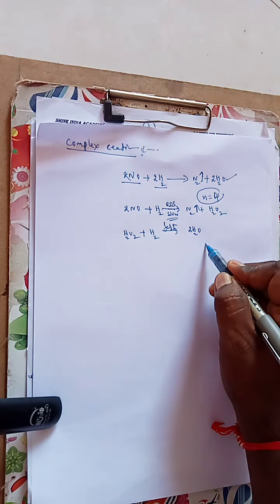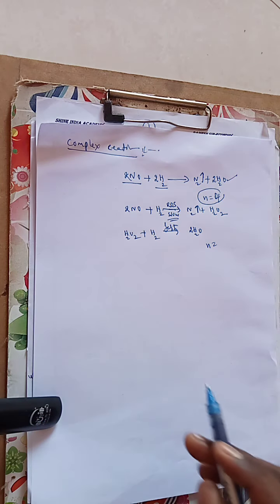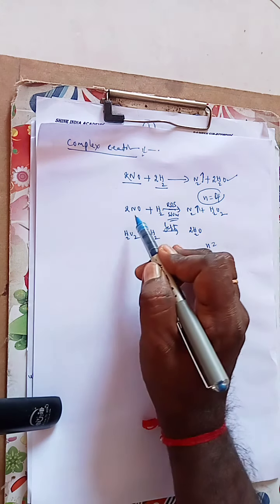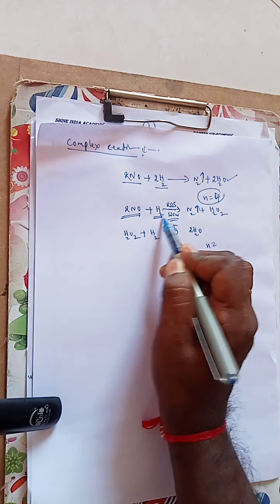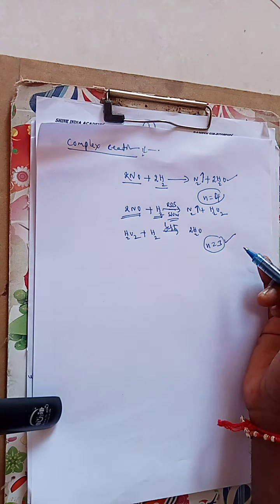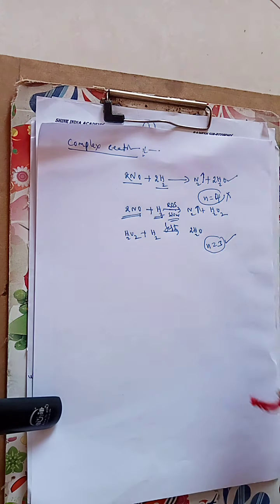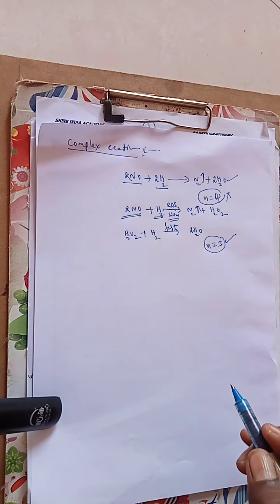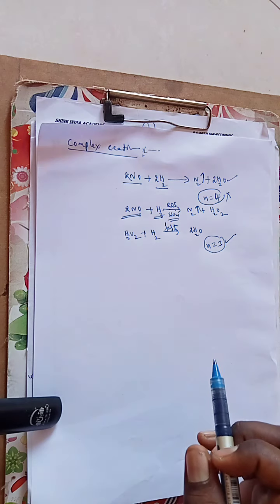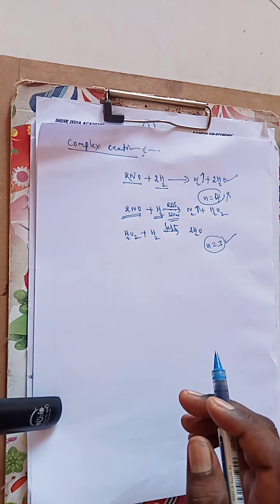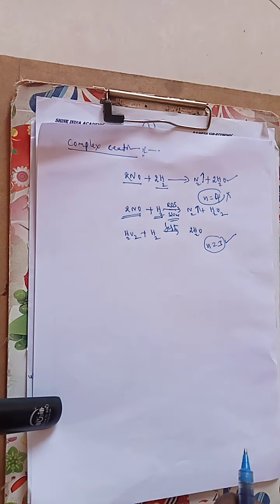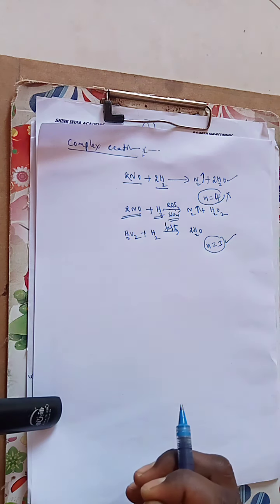Now what about order? Order always depends upon the rate determining step, the slow reaction. That means 2 moles of NO and only 1 mole of hydrogen molecule. That's why the order is 3. Order 3 is right, order 4 is wrong. Here the rate depends upon 2 moles of NO and 1 mole of hydrogen. The total order of the reaction is 2 plus 1, equal to 3. This is just an example of complex reactions.